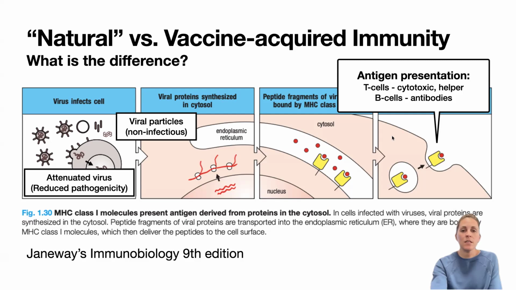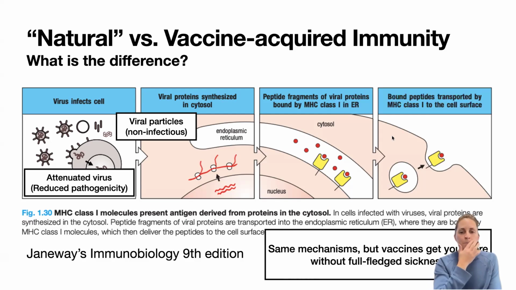And then it goes through the same processing. And so they have the same mechanisms, but vaccines will get you there without a full-fledged sickness. That's one of the biggest advantages of vaccine-acquired immunity: you get that immunity without having to be exposed to the virus and then actually deal with being sick that whole time.